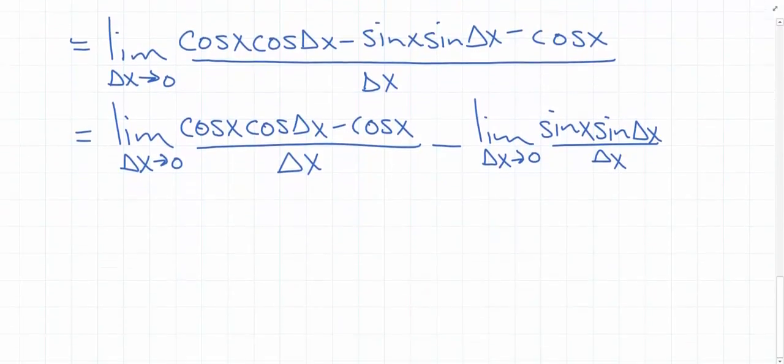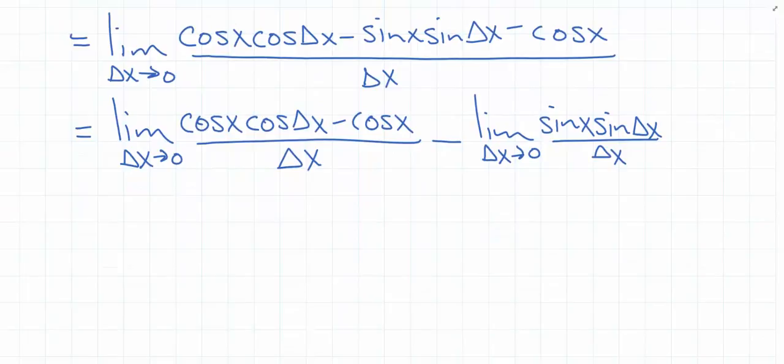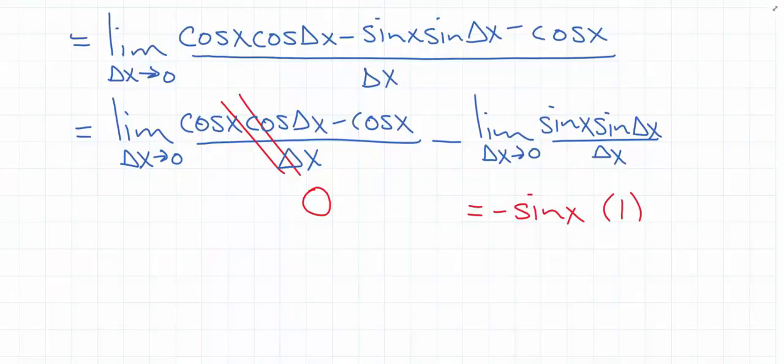Now, I can factor out the cosine, and at that point this limit is equal to 0, right? It's exactly the same as last time. Here I can factor out the sine, and I get negative sine x times 1. And there we're done. So it looks like what we found is that the derivative of cosine is negative sine.